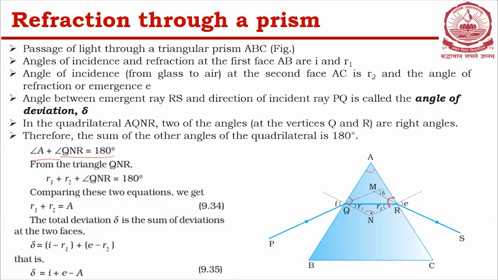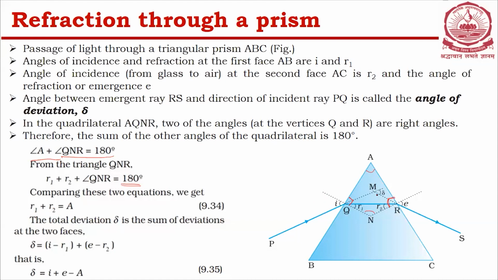this angle is actually R1 plus R2 plus QNR. This should be equal to 180 degrees. Comparing these two equations, you can find that R1 plus R2 is equal to A, this angle. So from these two equations, the total deviation is the sum of the deviations at the two places.